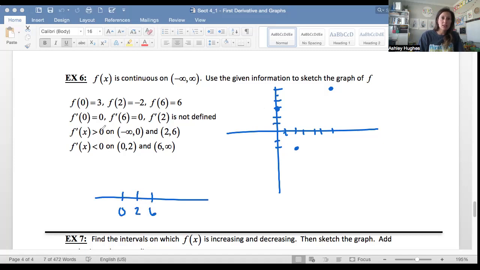f prime is greater than 0 from -infinity to 0 and 2 to 6. f prime is less than 0 here and here. So that means the function is increasing, decreasing, increasing, decreasing. So this would be a max, a min, a max. So let's see, at 0, I have some kind of max. So it's going to go like this, and it's going to be decreasing until I get to 2. But it says it's not defined, so I need to draw like.